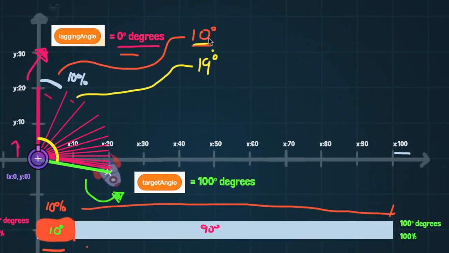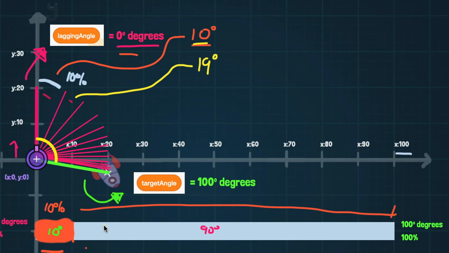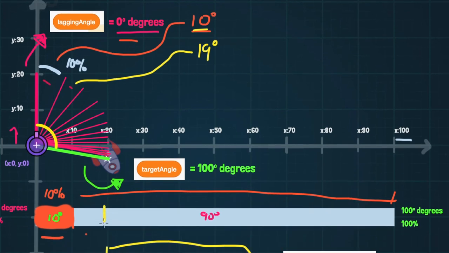And see how we've only added 9, we haven't added 10. To show that on our percentage bar down here, I'm just going to draw a line that is just a little bit before 20. And I've just colored that in. We know that's 9 degrees because 10 plus 9 is 19.